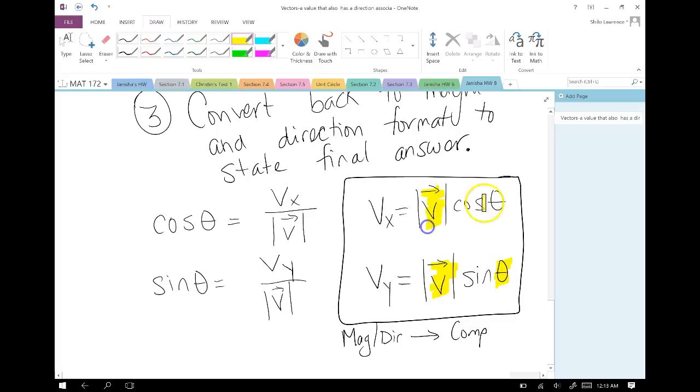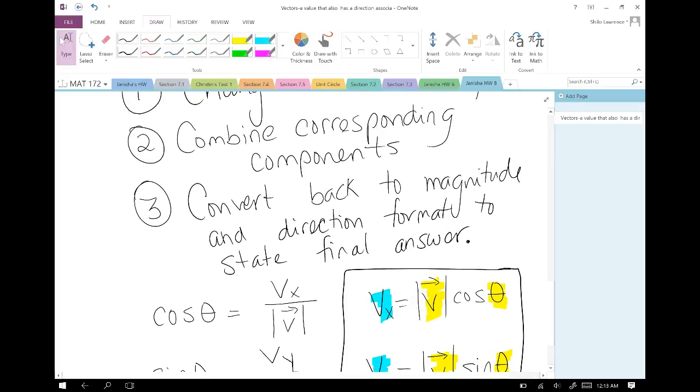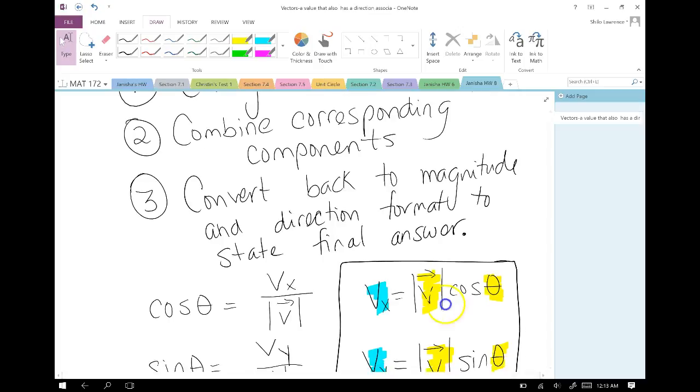So this is when we know magnitude and direction, and we want to find components. This is step number one. We're taking magnitude and direction and turning them into components. Once we know the components, we would just combine all the x components and combine all the y components. And that's going to give us a final answer in component form. Once we know a final answer in component form, we're going to have to convert it back.